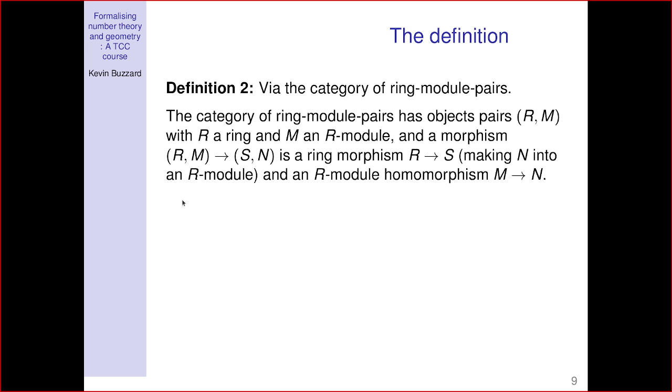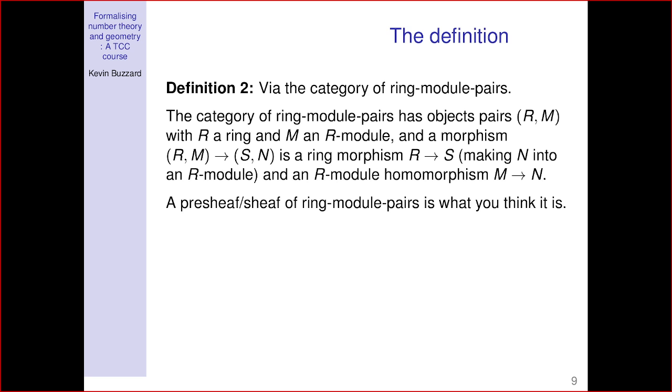So what does that mean? You've got a map between the rings from R to S. And so if you have that, then N, the module for S, automatically becomes an R module, right? Because we know how R can act on N, because it can act via S. So after you've got the ring morphism, then N magically becomes an R module. And so you could ask that the map from M to N is an R module homomorphism. So that's the category of ring module pairs.